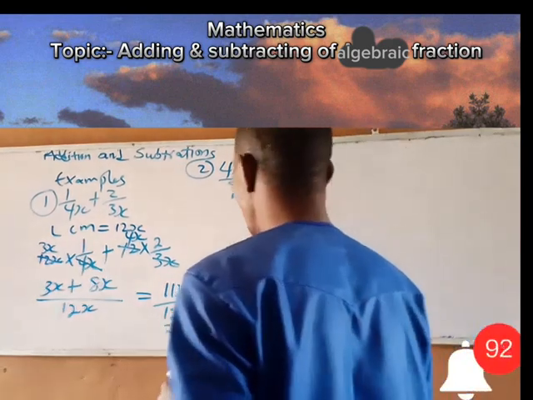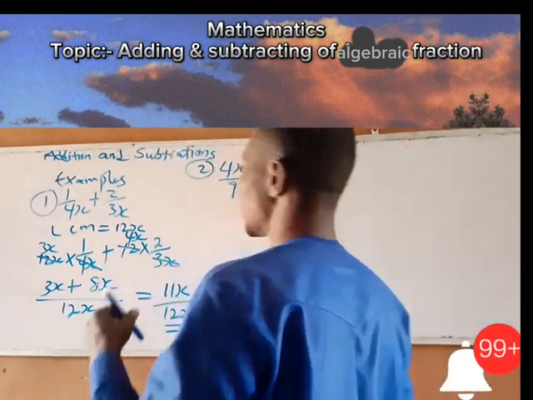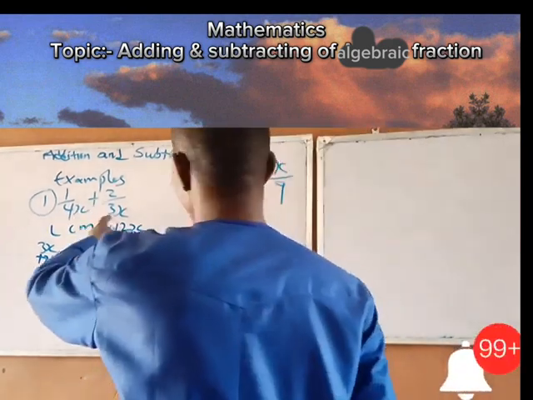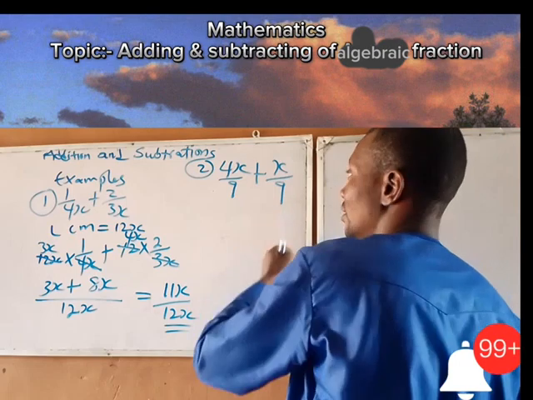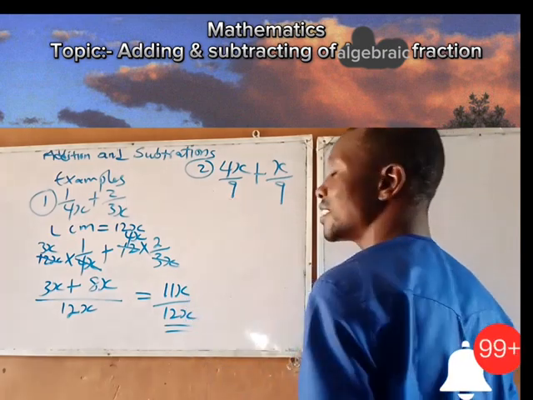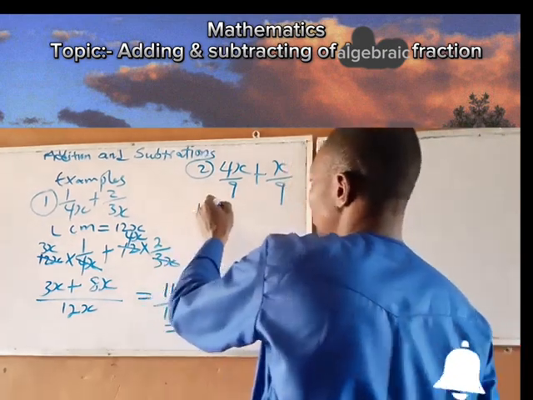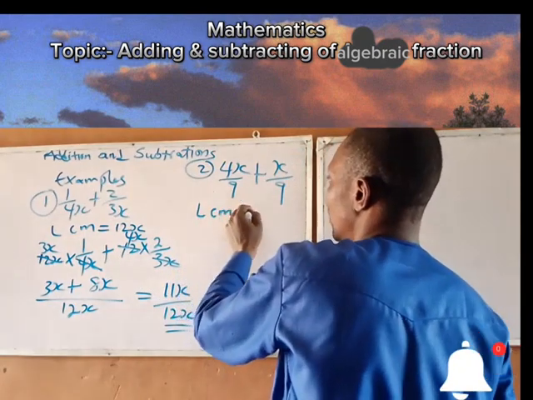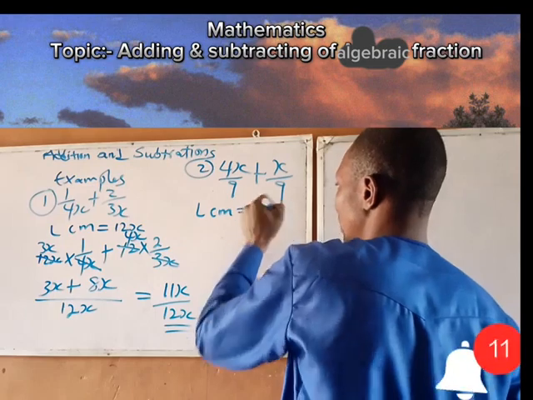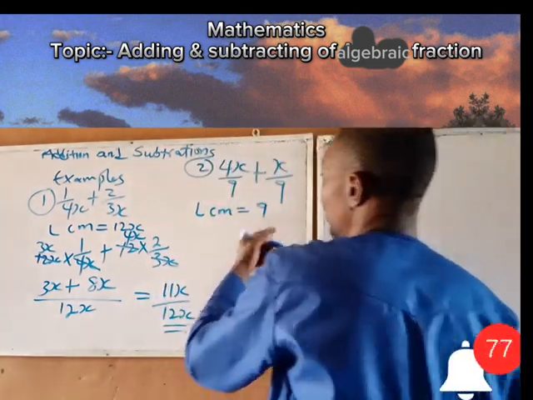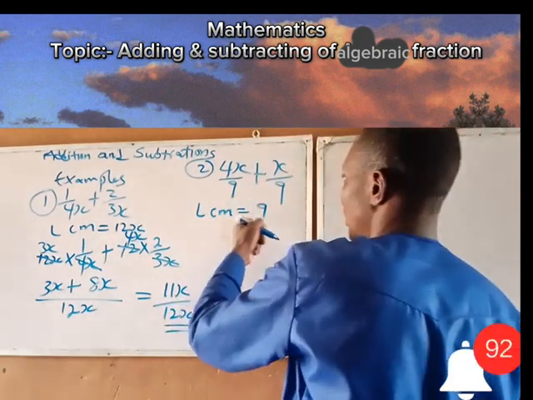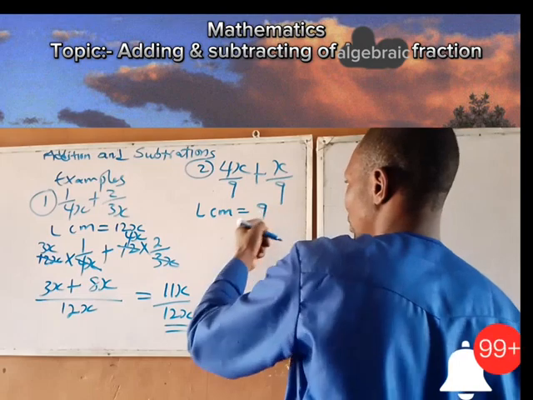The second example, we are going to be having 4x over 9 plus x over 9. The same approach. You can see in the first example, I told you I did not multiply this by this. So likewise, I'm not going to say 9 multiplied by 9. The LCM of 9 and 9 is still 9. The normal way to look for the LCM is what you have to approach in getting the LCM of 9 and 9, which is equal to 9.